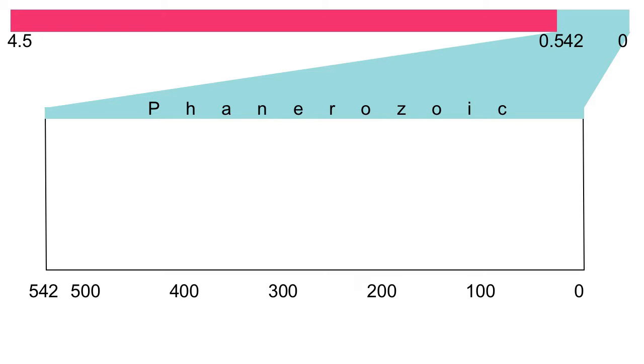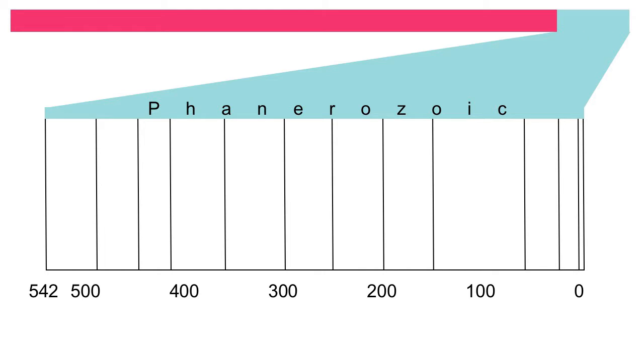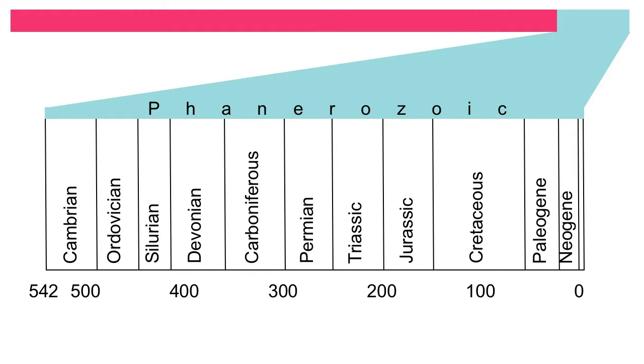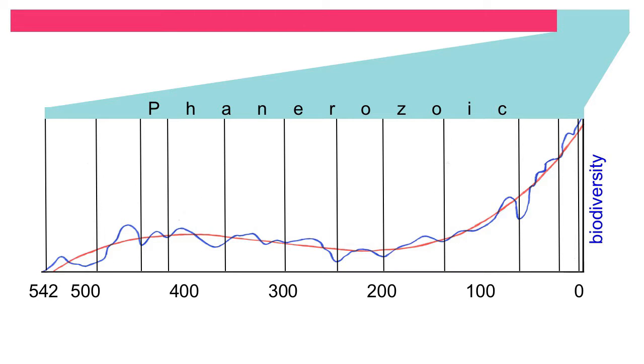For the rest of the video, I'm going to talk about the Phanerozoic. It began 542 million years ago and is still going on. It is divided into 12 periods: the Cambrian, Ordovician, Silurian, Devonian, Carboniferous, the Permian, Triassic, Jurassic, Cretaceous, the Paleogene, Neogene, and the Quaternary. In this graph, the blue line represents the amount of biodiversity in terms of the approximate number of genera known to science.